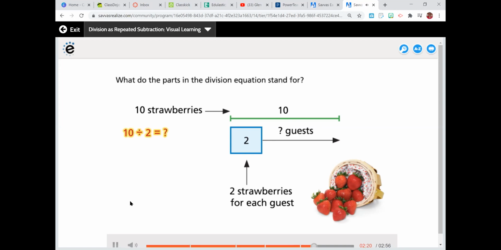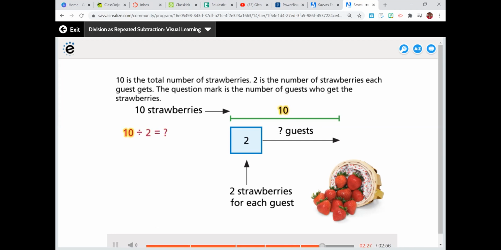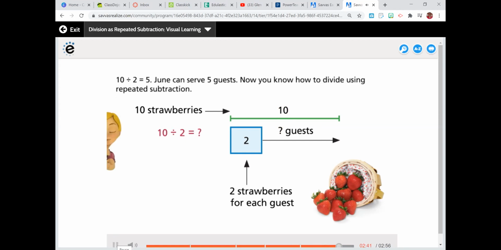What do the parts in the division equation stand for? 10 is the total number of strawberries. 2 is the number of strawberries each guest gets. The question mark is the number of guests who get the strawberries. 10 divided by 2 equals 5. June can serve 5 guests.